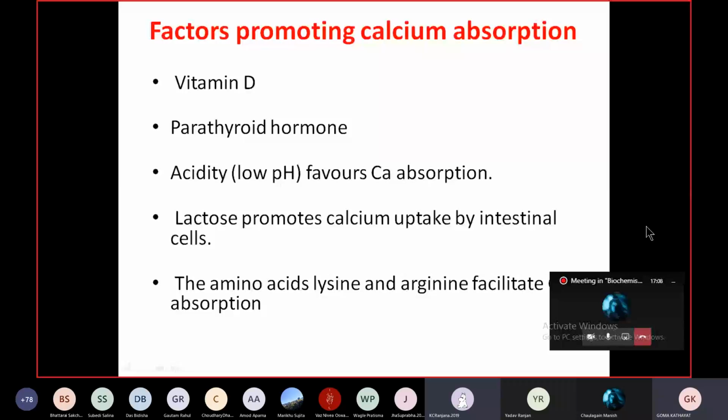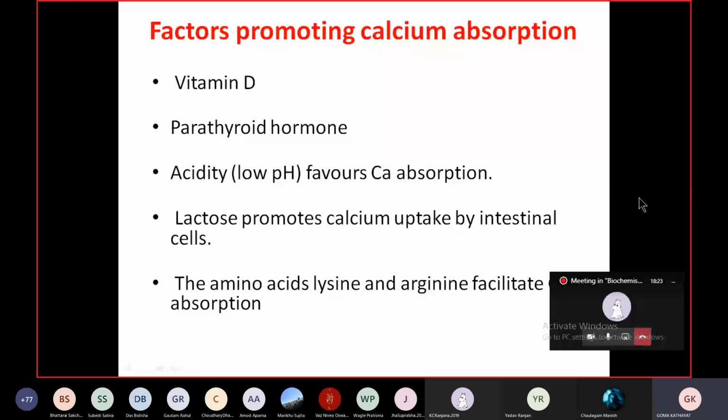Calcitriol binds to the cytoplasmic receptors and forms a complex. This complex causes the transcription of calcium binding protein. That is through the vitamin D response element that is present in DNA.